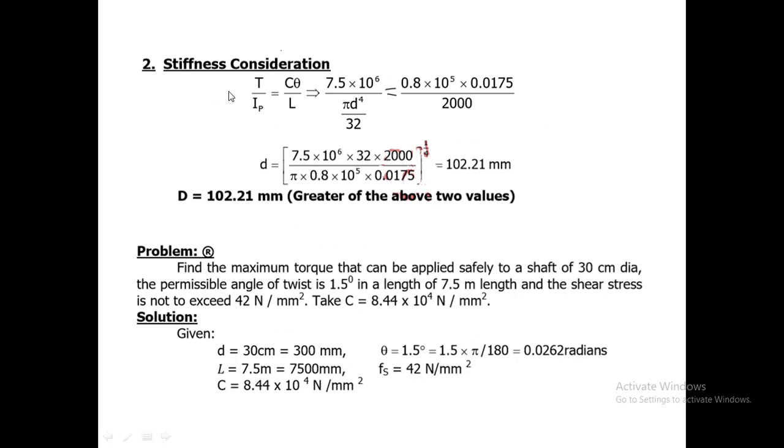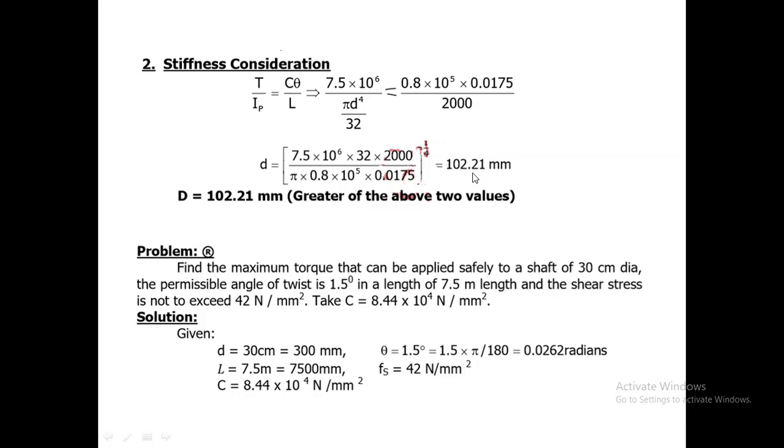Similarly, based on stiffness, we use this part of the equation, T by J is equal to G theta by L. Again, the torque you just calculated, and J is known, and J has the diameter in that equation. So the diameter you have to find out. Pi d power 4 by 32 is J. The rigidity modulus is given, the angle of twist is given, and the length is given. Substitute the values, and you will get the diameter as 102.